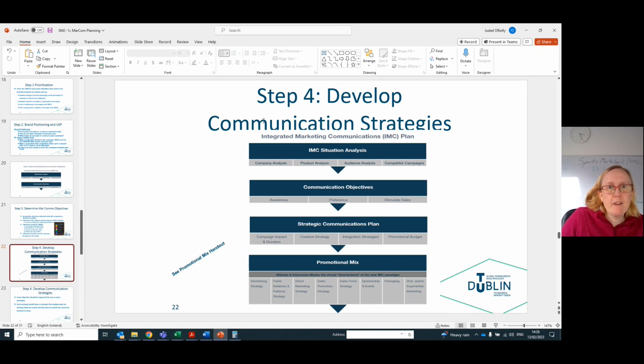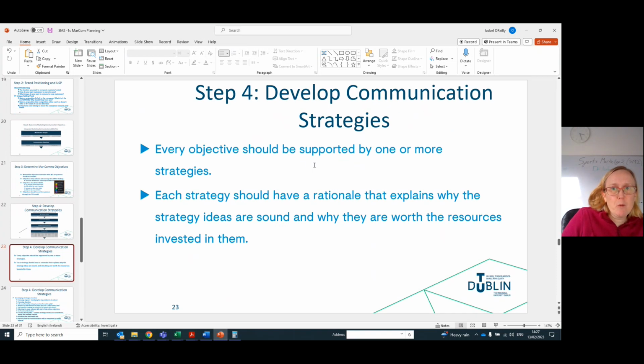So step four is develop your strategy. Flesh out what exactly is the plan. Every objective should be supported by one or more strategies. Each strategy should have a rationale that explains why the strategy ideas are sound and why they are worth the resources invested in them. If we have a SMART objective around developing a presence on TikTok, then now we have to have a TikTok strategy. What are we going to be doing on TikTok that will encourage people to sign up and follow the page, and separately to engage with posts that we put up?